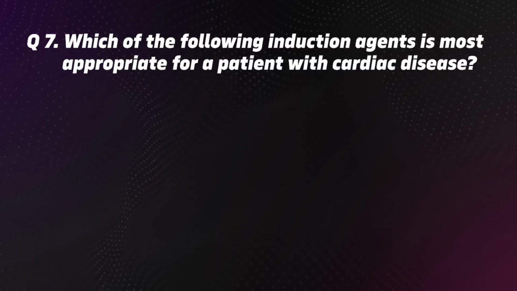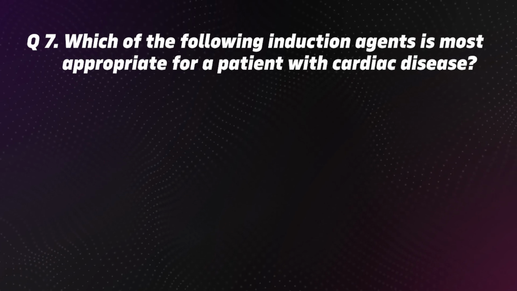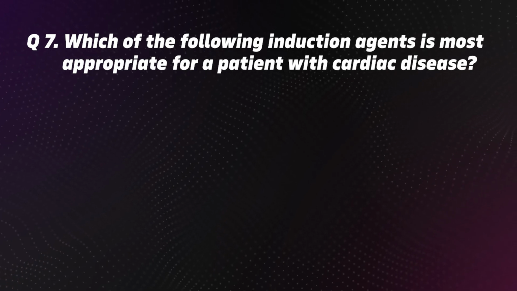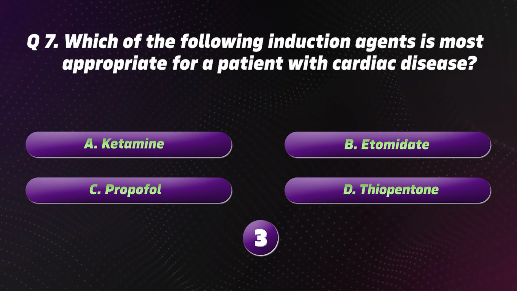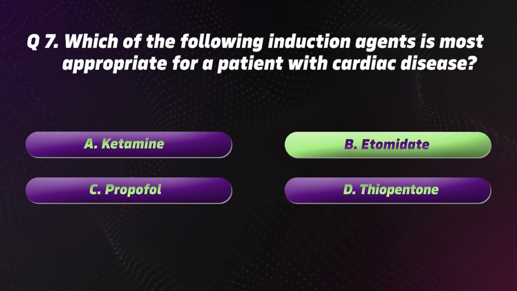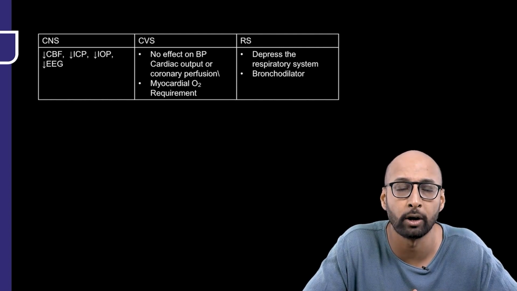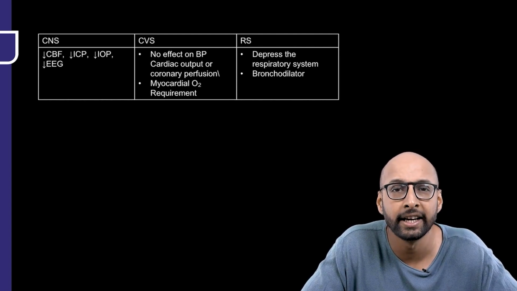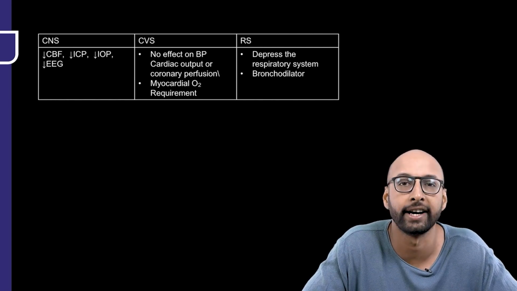Question 7. Which of the following induction agents is most appropriate for a patient with cardiac disease? Here are the options. A. Ketamine, B. Etomidate, C. Propofol, D. Thiopentone. And the correct option is B. Etomidate. Here is the explanation. The important point about etomidate is that it does not have any effect on the blood pressure or the cardiac output.